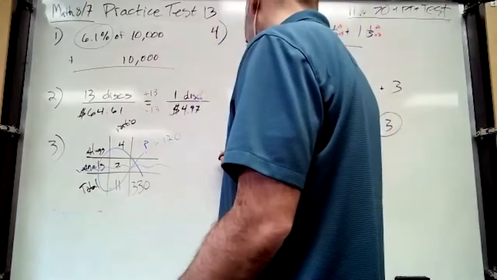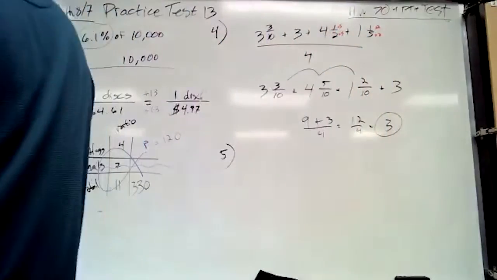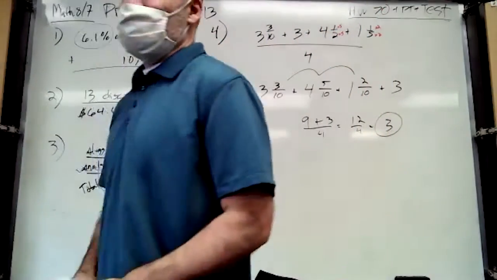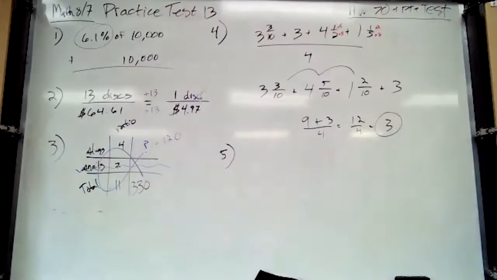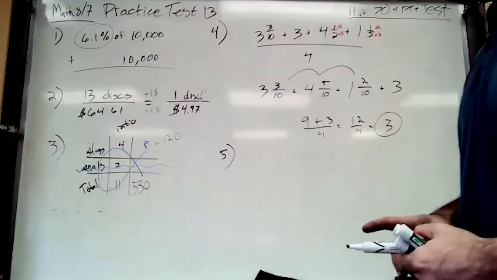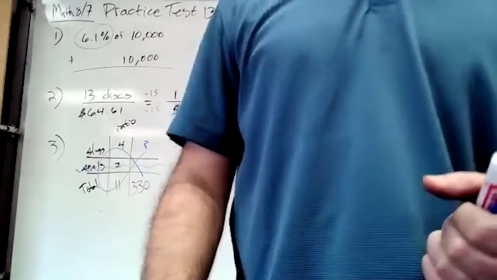Okay, number 5. What number is 18% of 350? So let's just translate that into math, because English is important, but math is important too. So how do you say what number in math?